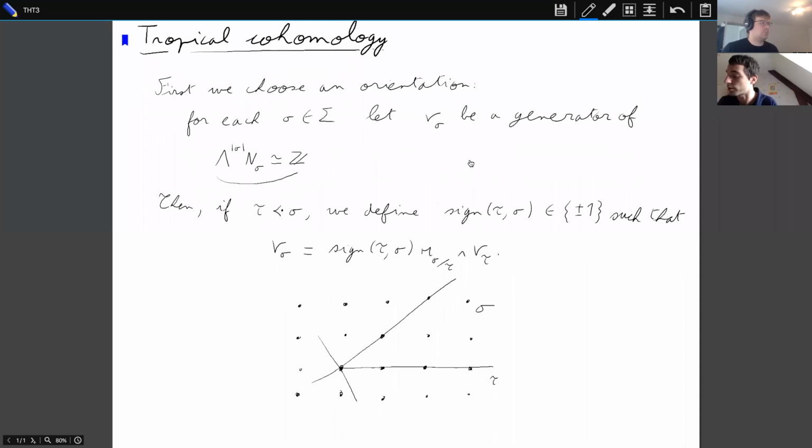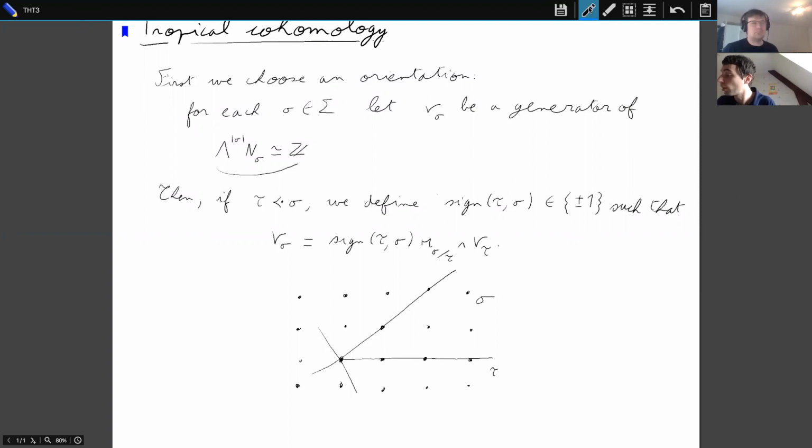So for instance, for sigma, I can take this first, and then I make the wedge with this. So maybe it's v1, v2. I can take v1 wedge v2 for nu of sigma. Or I can take the other one. It's the same. So these are unit vectors. And so for tau, for instance, I will take this one, nu tau. And so I have a sign which appears naturally, which is I choose a sign between tau and sigma. So tau is a face of codimension one in sigma.